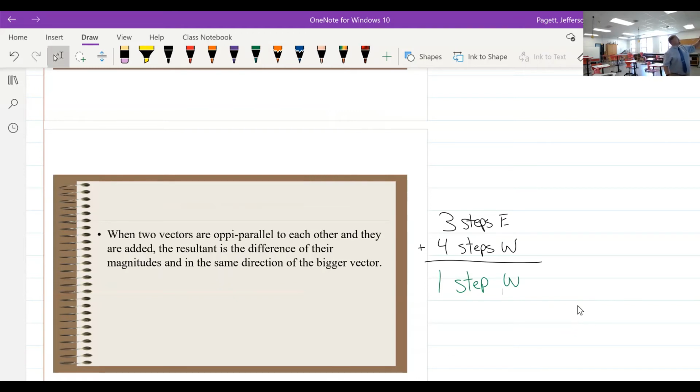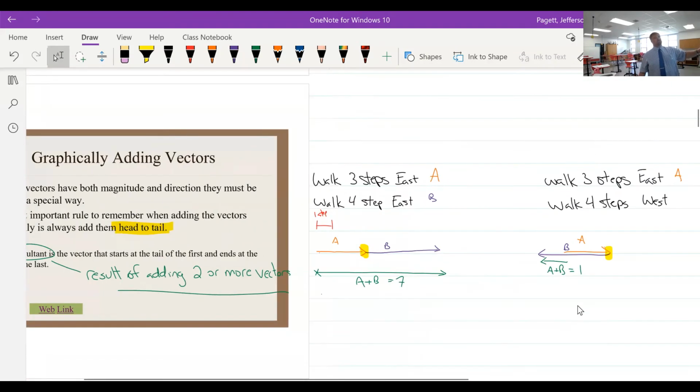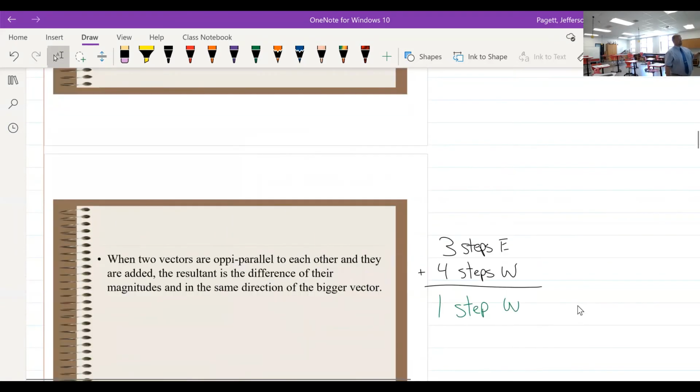Okay, and again, we can go back up there and just show that as well. That was this example. Walk 3 steps east, 4 steps west. I forgot to put my B there. Hang on. There we go. And so adding them, they're antiparallel, add them head to tail, gave me a result of 1 step to the west. And we will practice this a lot.